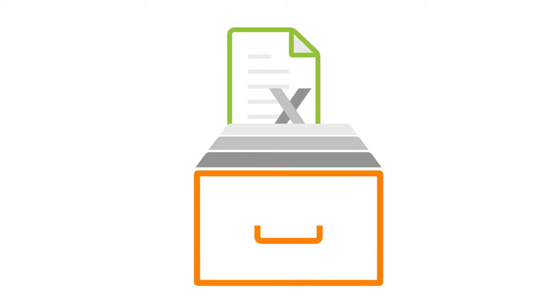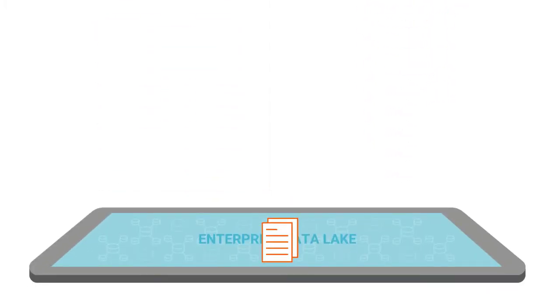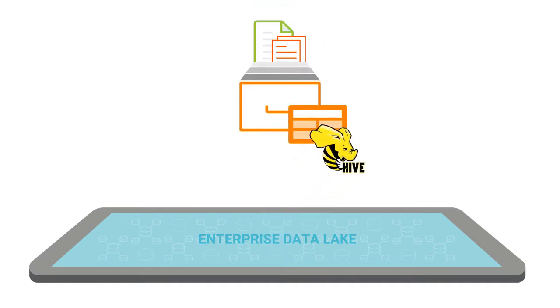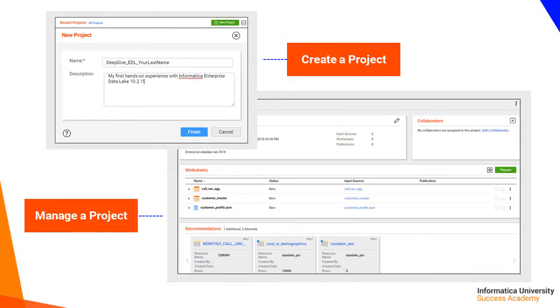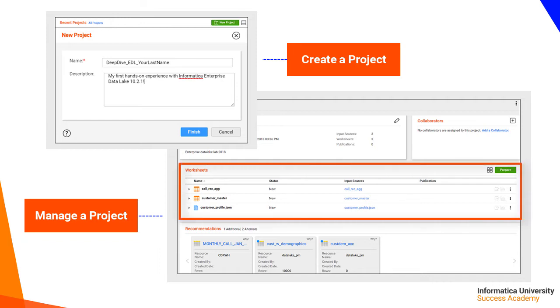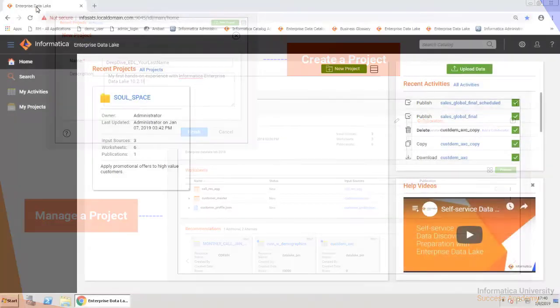A project is a container for organizing the worksheets and input sources to prepare data. You can add data assets that are stored in the data lake as Hive tables to a project. It also provides recommendations on additional data assets to add to a project based on the data assets added to the project. In this video, you will watch how to create a project, review worksheets within a project, follow recommendations, and add an asset to the project.